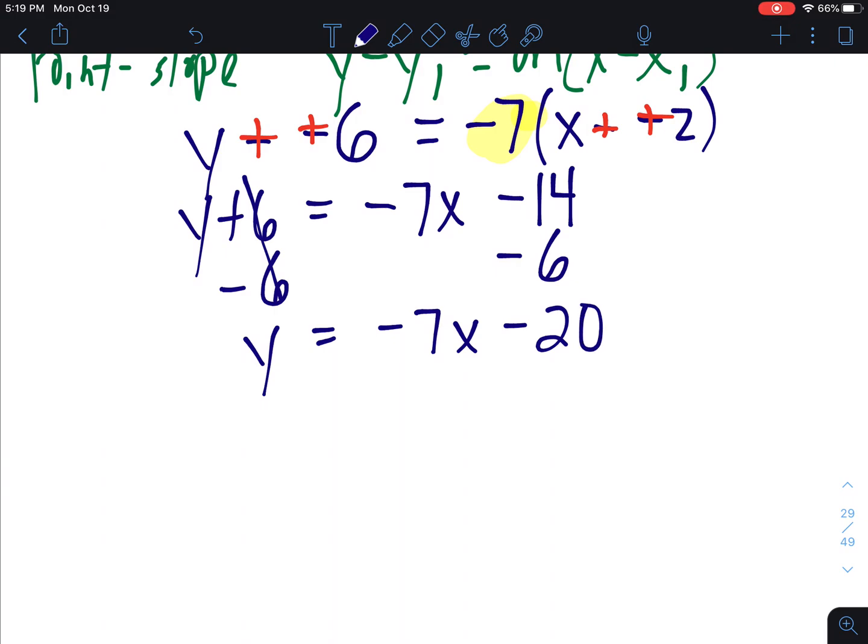So this is slope-intercept form, but the directions do say to get it in standard form. So we've got to think, what needs to be moved? This term cannot be on the right side of the equal sign. So we're simply going to add 7x to bring it to the left side. And there's your standard form: ax plus by equals c.